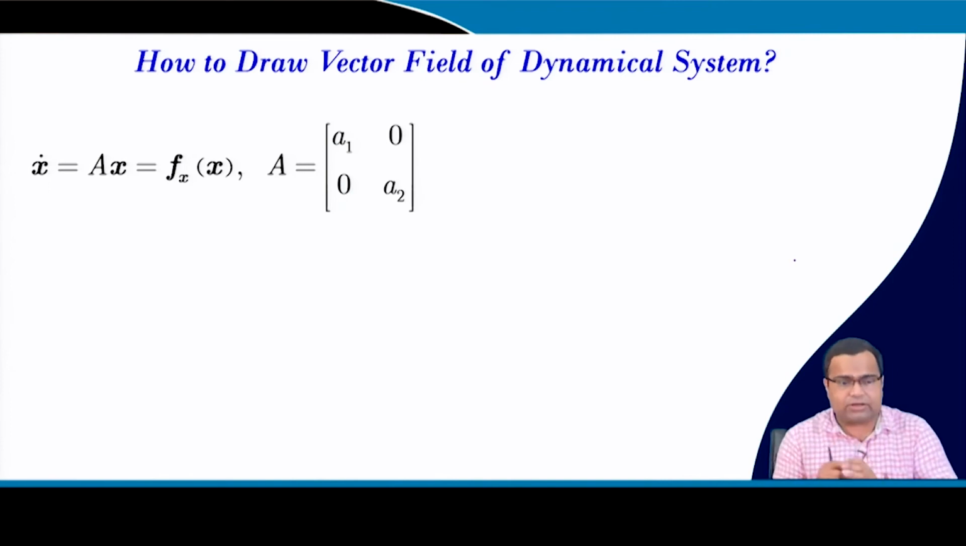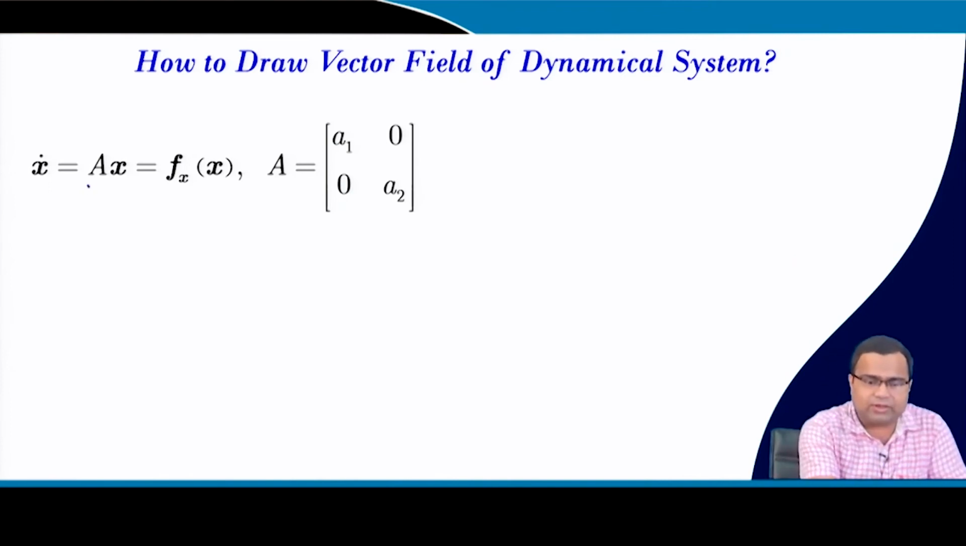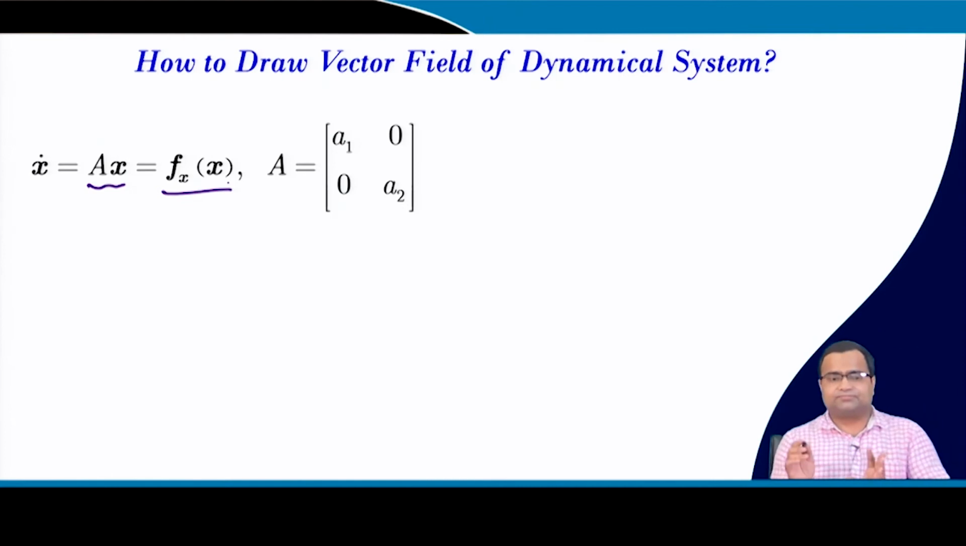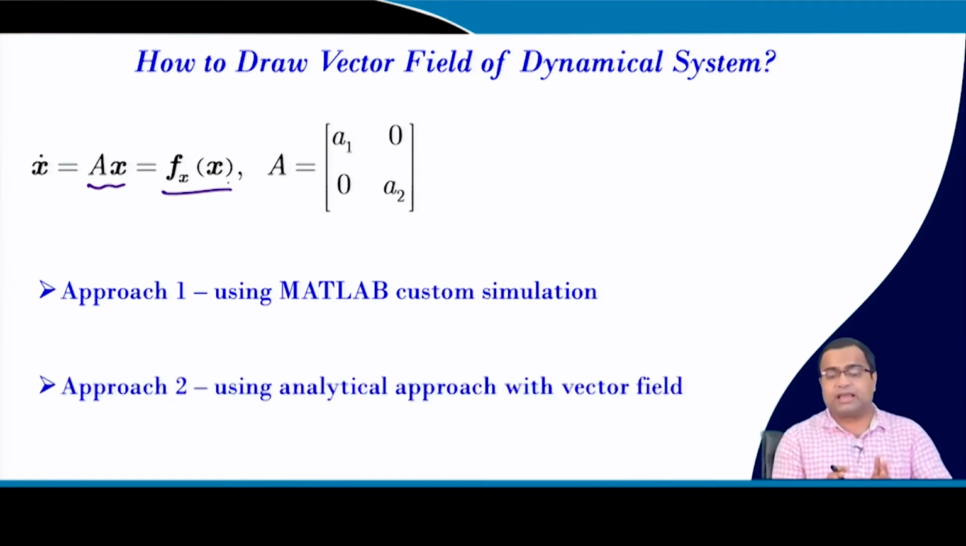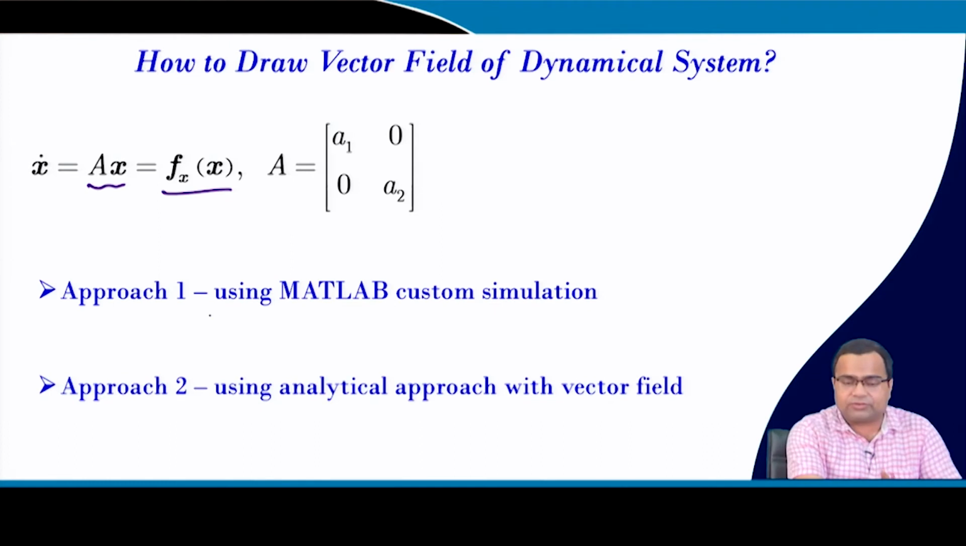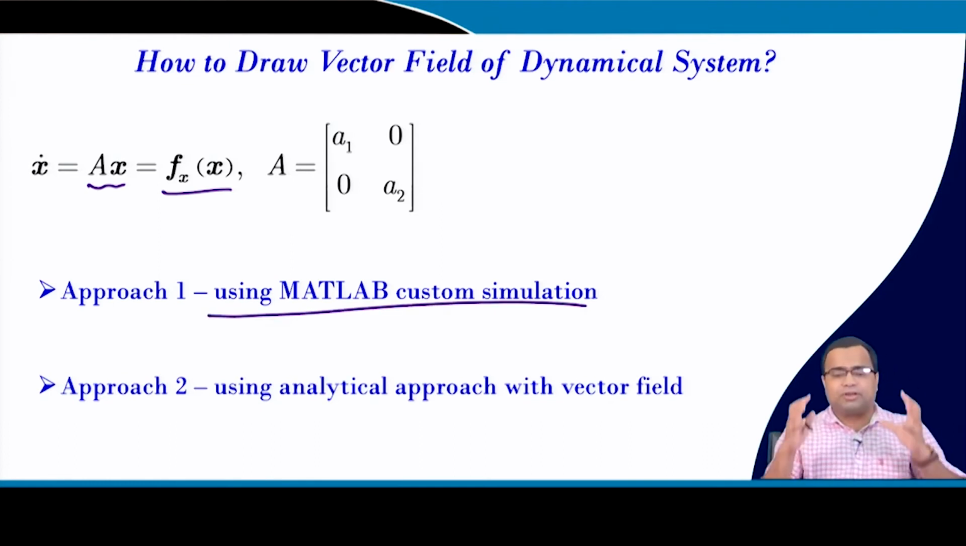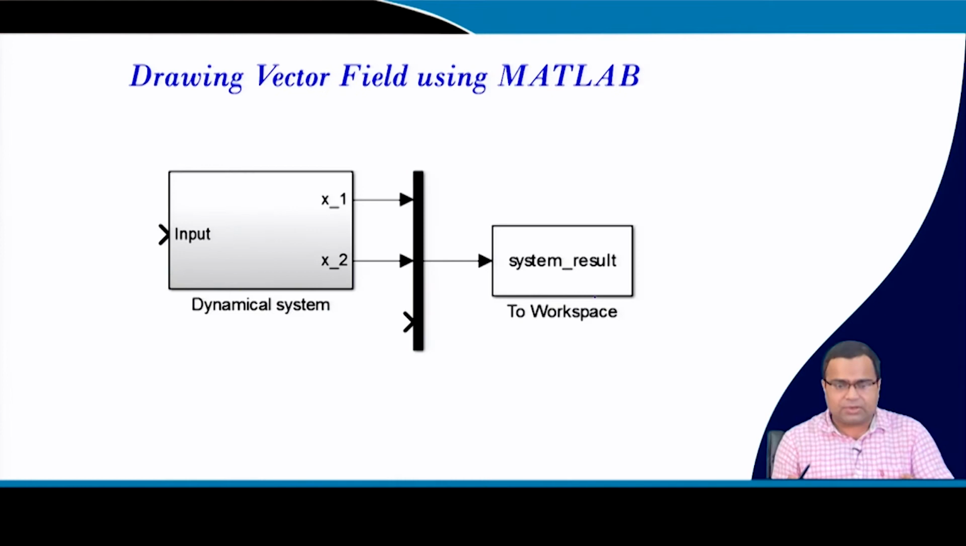Let us start with x dot equal to Ax, where the Ax can be written like a vector F of x as a function of x, where we are starting with a decoupled system A1 A2. Okay. So, one approach is using MATLAB custom simulation and the other approach is analytical using the vector field. So, we will first consider how to draw the vector field in MATLAB, because we want to get some visual understanding before we draw the real vector field in this presentation.